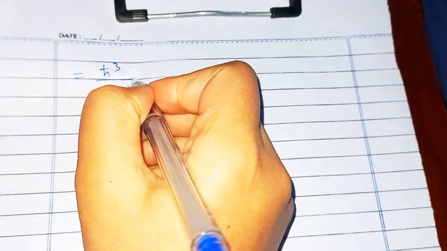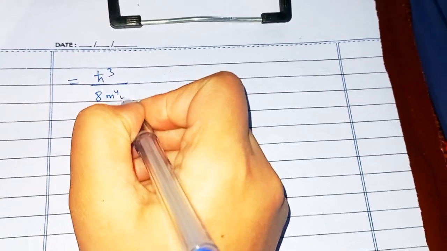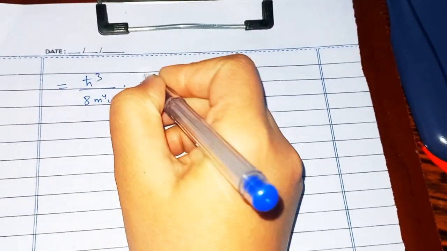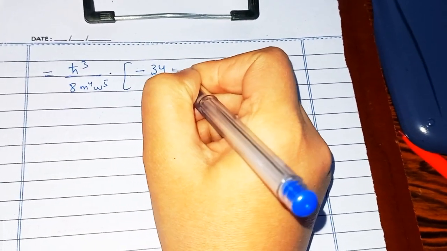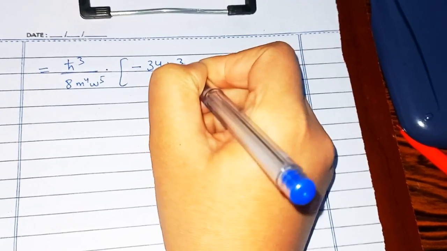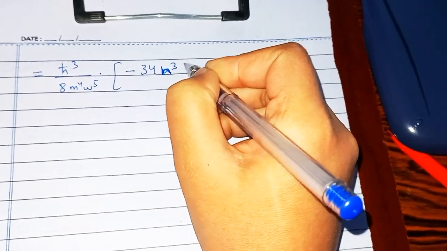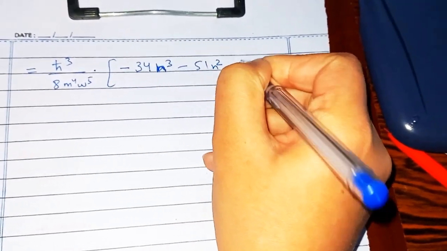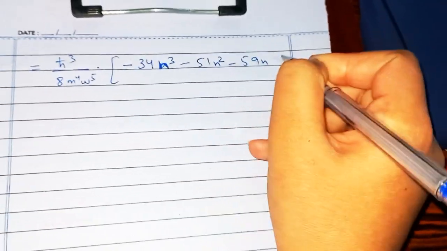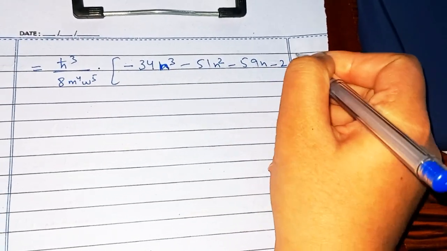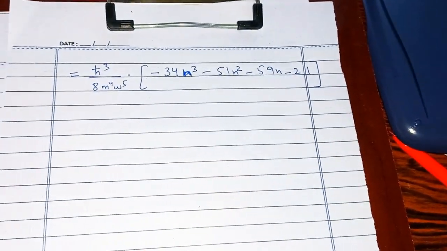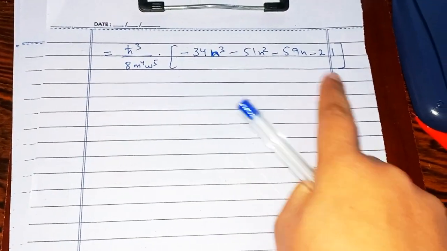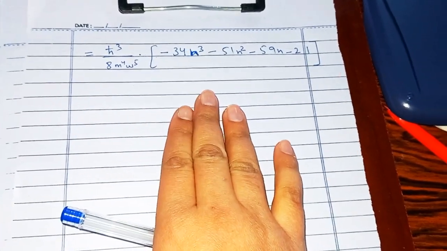We are just trying to get a simpler term, so it's ħ cut cube divided by 8 m⁴ω⁵, and we have a minus sign. Okay, with minus we have minus 34n cube, minus 51n square, minus 59n, and minus 21. Yes, that is it. Let me see whether they are divisible by 3 or not. No, they are not further divisible, so that is the final form that we have in here.